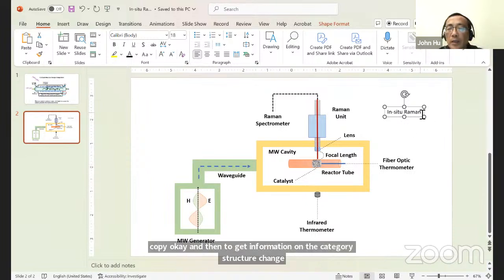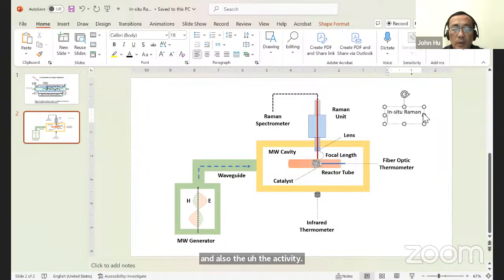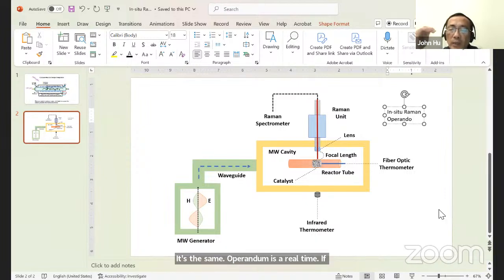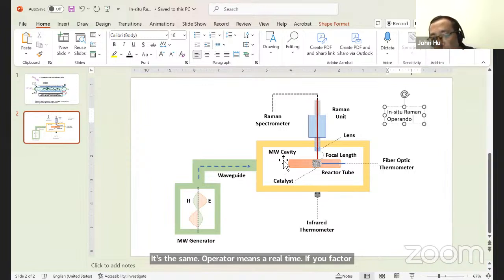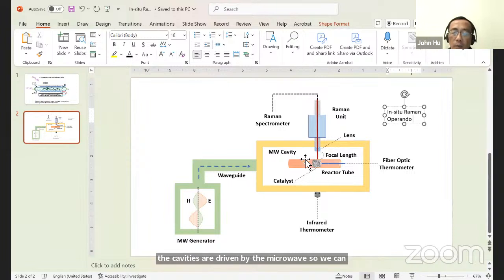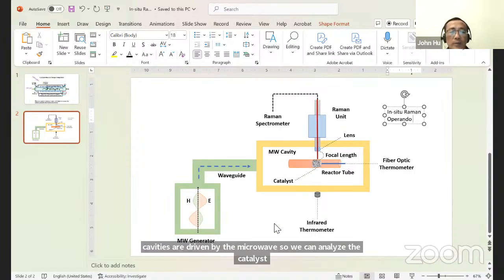And there's another terminology I hope you heard about. It's called operando. It's the same as in situ. Operando means real time. If you factor in time, every 10 seconds you take the data, then you know what's going on along the tube of the reactor. So anyway, this is the in situ Raman spectroscopy we built, and the reactor chamber, the cavity driven by the microwave, so we can analyze the catalyst and also the ammonia synthesis performance.